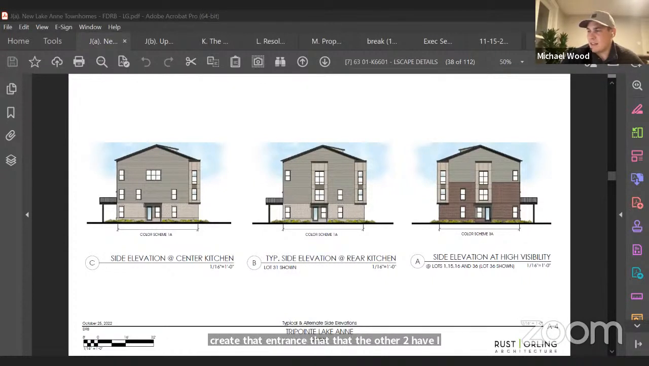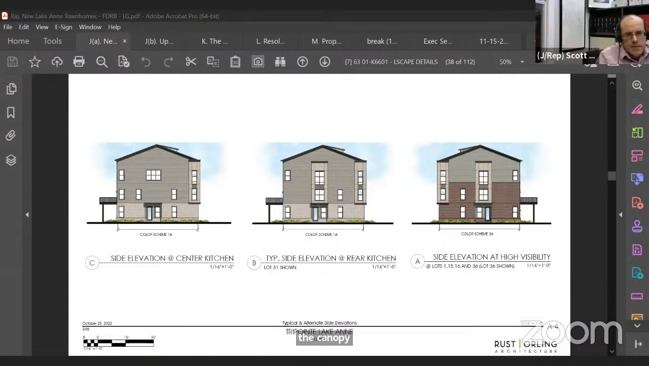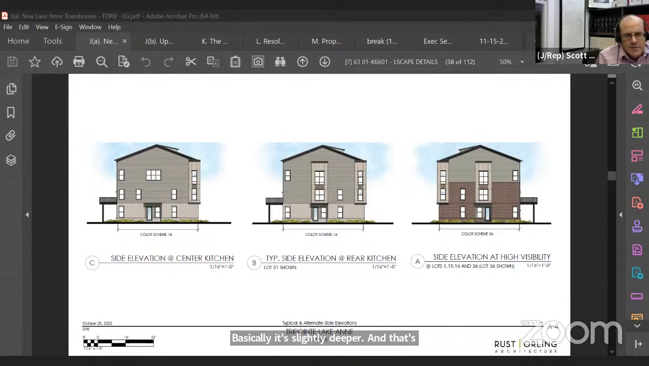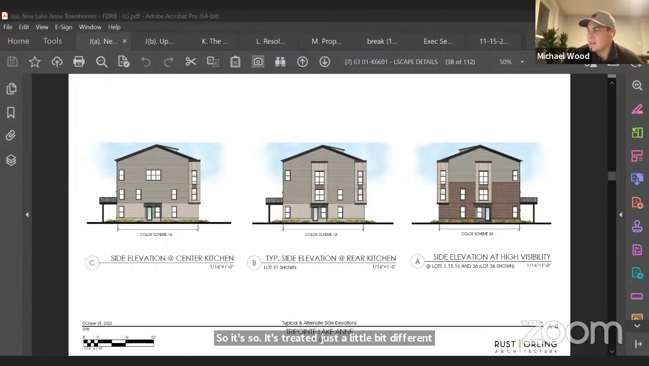I also am curious about this. On some doors, it looks like the brick goes all the way around, and on these doors, it looks like you actually have siding that comes down beneath the canopy. Yeah, there's a little recess there. It's recessed in a little bit. Okay. So it's treated a little bit differently. And the gaps between the windows and doors were a little smaller, so we used siding to treat that. Gotcha.